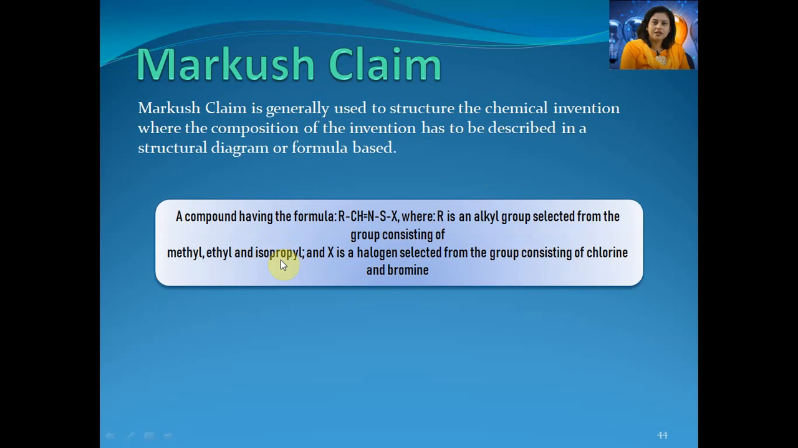Markush claim is generally used to structure the chemical invention where the composition of the invention has to be described in a structural diagram or formula based, as shown in this figure. It says a compound having the formula RCHNSX. Here R is an alkyl group selected from the group consisting of methyl, ethyl and isopropyl, and so on. So this is an example of a Markush claim.